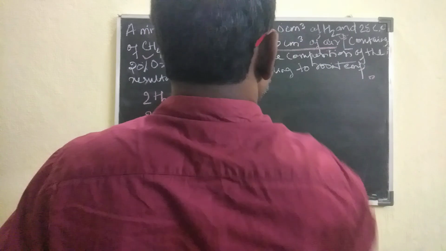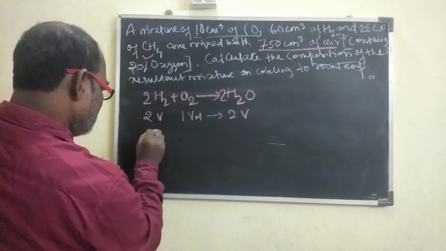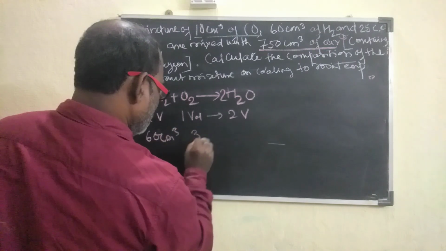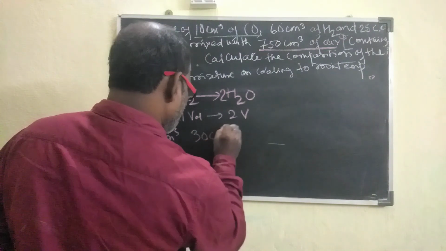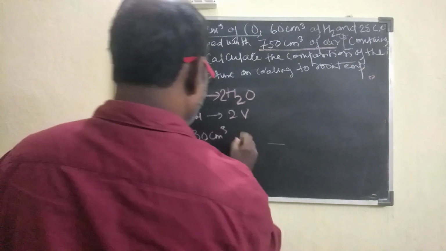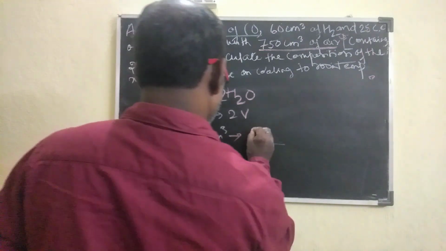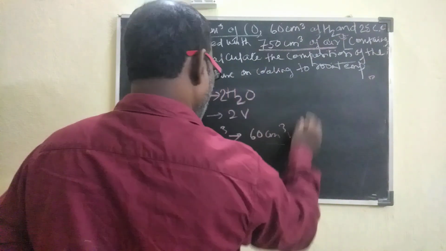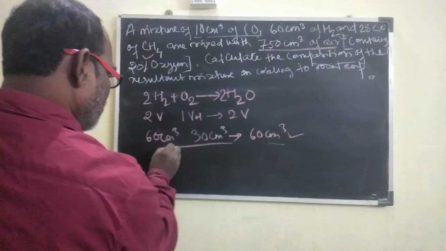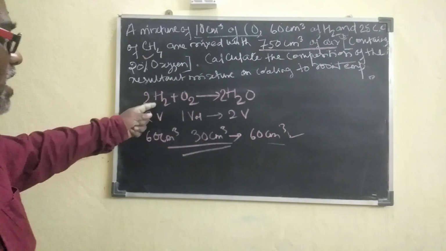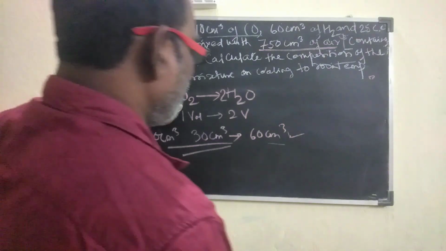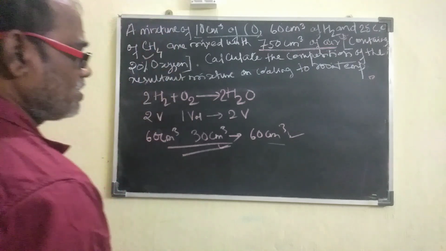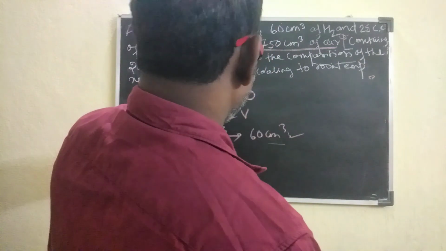So here how many volumes are given? 60 centimeter cube. That means 60 centimeter cube requires 30 centimeter cube of oxygen. Okay, it will produce 60 centimeter cube of water. So this is one more thing. From here all the hydrogen has been used, and of the oxygen, out of 150 we have used 5 previously, and the rest 30 centimeter cube has been used from 150 to produce water.